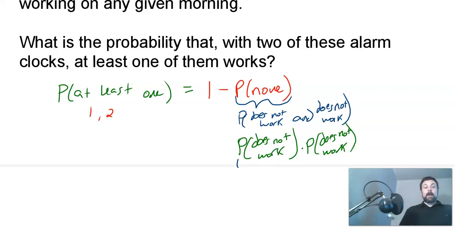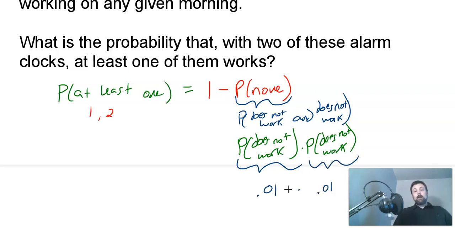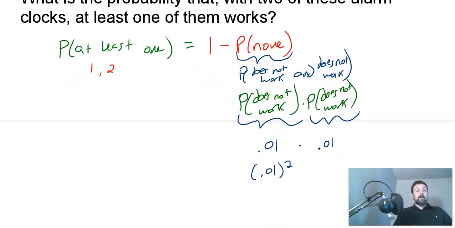Now, what's the probability that the first alarm clock does not work? That's what we just did on the last screen. It's 0.01, right? There's a 1% chance that it fails. What's the probability that the second alarm clock also does not work? It's also a 1% chance. And we're going to multiply these together. So it's going to be 0.01 to the second power. And this is the probability that none of the alarm clocks work. I'm pretty sure it's 0.0001. So there is a 0.0001 probability that both alarm clocks fail on the same morning.